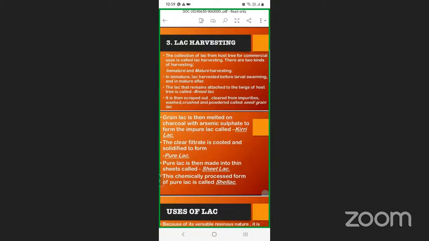The pure lac is then made into thin sheets called sheet lac, and the chemically processed form of pure lac is called shellac.